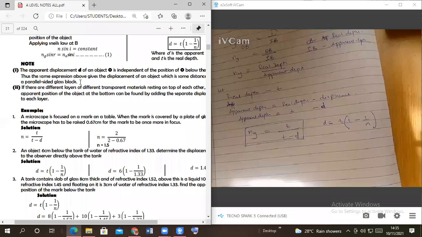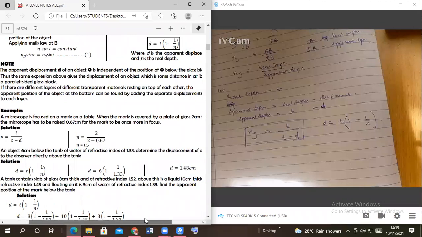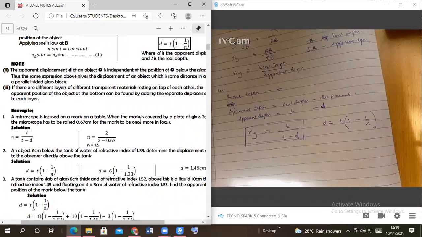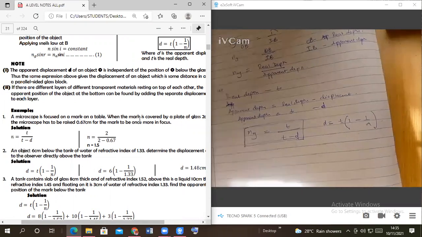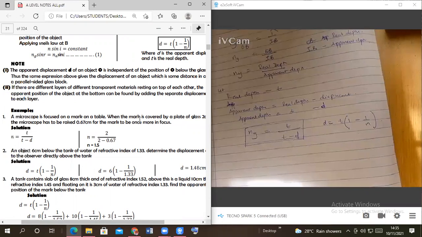So I say that if there are different layers of different transparent materials resting on top of each other. Here they are saying that if you have different layers of different materials, for example glass, water, liquid, and layers of air resting on top of one another, then the apparent position of the object at the bottom can be found by adding the separate displacement of each layer. So what does this one mean?